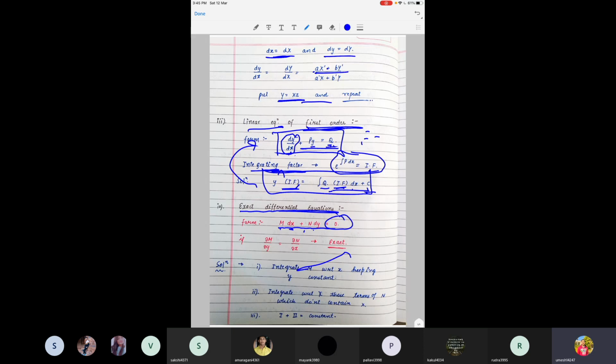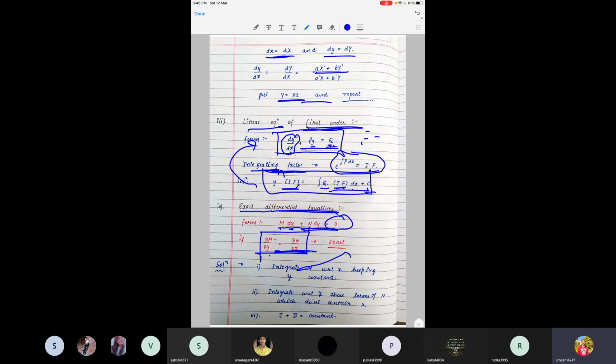Okay, so the form of the equation was m dx plus n dy is equals to 0. Okay, so here the things come. We have to find the partial derivatives: partial derivative of m with respect to y and partial derivative of n with respect to x. And the thing is they must be equal. If they are not equal, then the equation is not an exact equation.